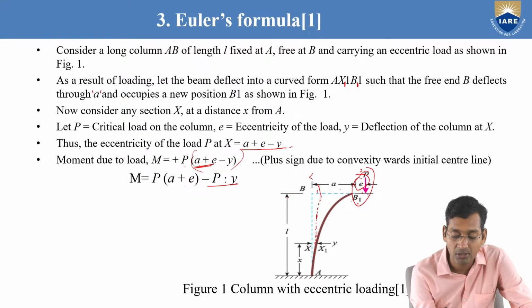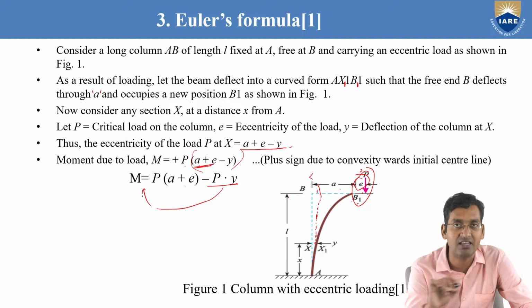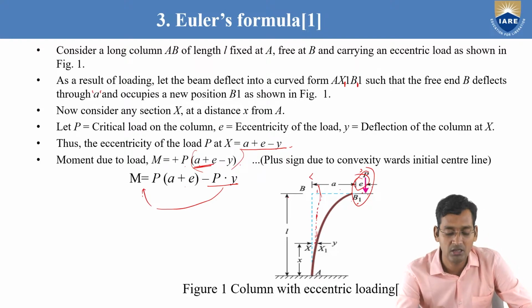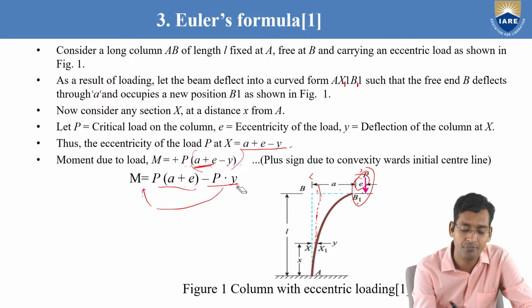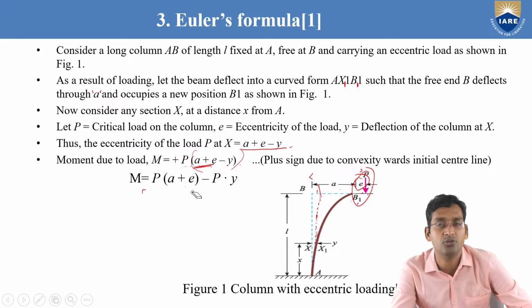Here I kept the y because this P y term we have to take to the other side once we apply the bending moment equation. So just take this only, and after multiplying, P into (a plus e) minus Py. So this will be the moment equation. Now we have the moment equation. For all the cases, the important thing is only to find the moment equation.